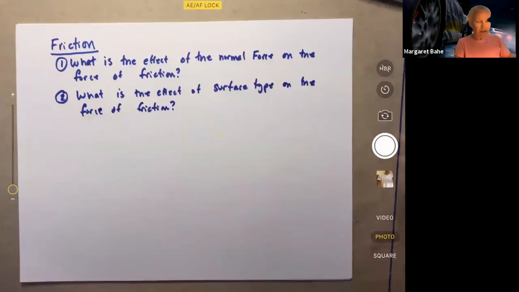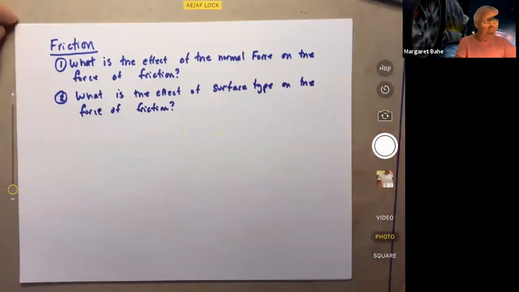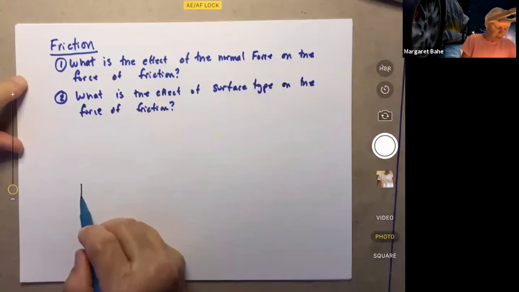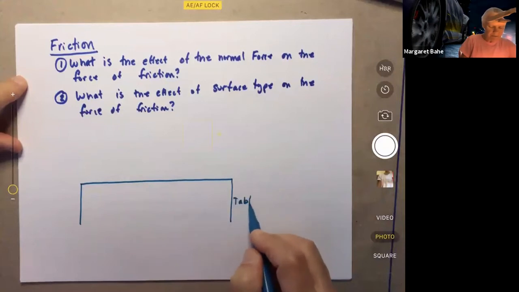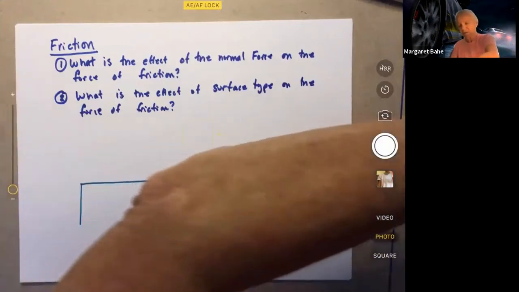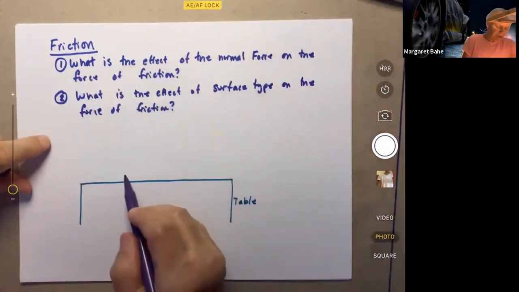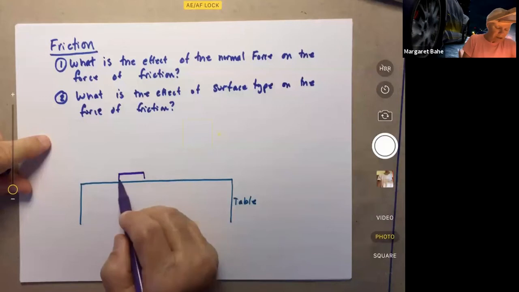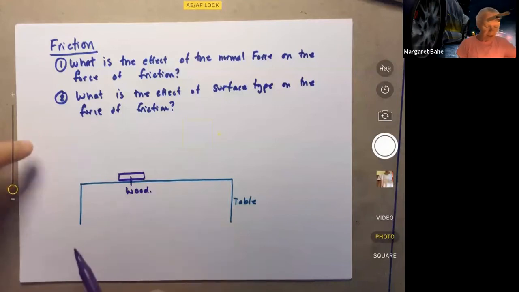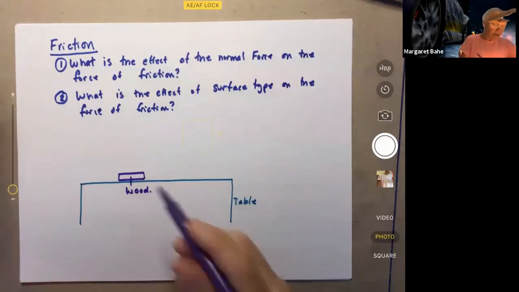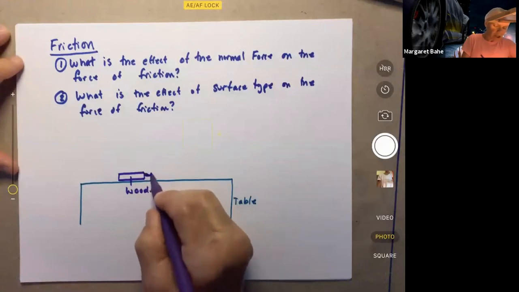In order to get some data so that we can answer these questions, we have to do a little bit of an explanation of how this is going to work. So for our apparatus, we're going to have things run on a table. So this is going to represent our table. And on that table, we're going to place a piece of wood. So there is a small piece of wood right here. And attached to that wood, there'll be a little hook. So there's kind of a hook right there.